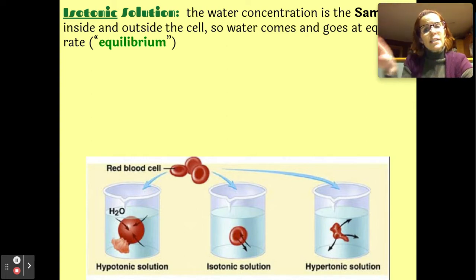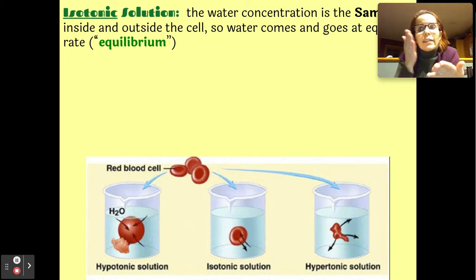There's 3 different types of solutions. There's solutions that are exactly balanced. There's solutions where there's too much water, and there's solutions where there's not enough water. The first one we want to talk about is called isotonic. An isotonic solution is where the water concentration is the same inside the cell and outside the cell. That's what your human cells really want. That's called equilibrium.